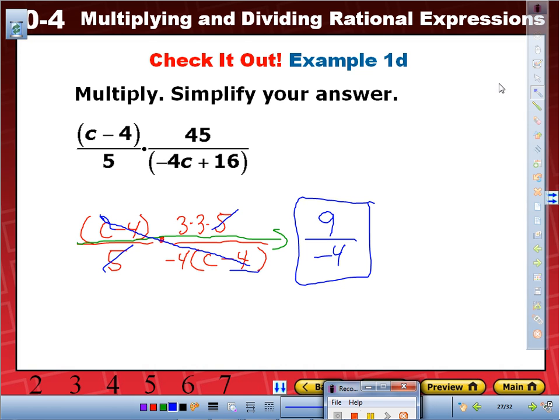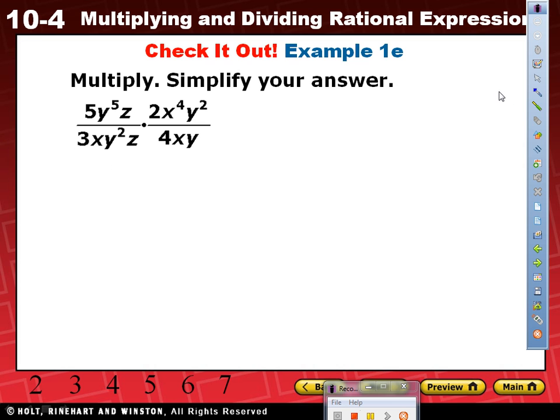Go to number 1E. Copy this one. 5y to the 5th z over 3xy squared z times 2x to the 4th y to the 2nd over 4xy. See if you can do that one. Simplify it.